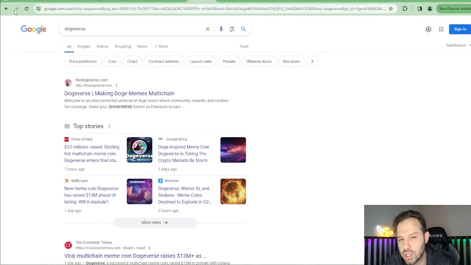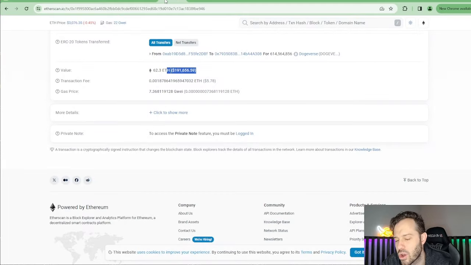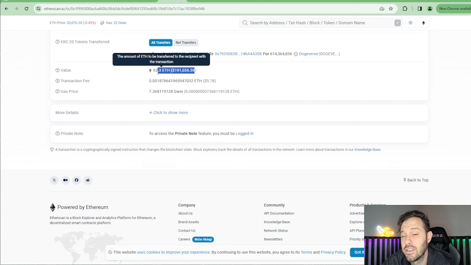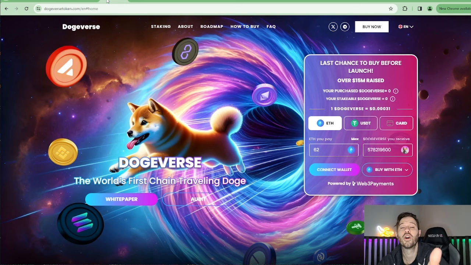Please be diligent. Please, it's very simple to click that affiliate link, but please do so and know that the whales are buying in. This guy in a single transaction bought $191,000 worth of Dogeverse. You don't buy $191,000 worth of anything if you don't believe that it's going to go up in value.